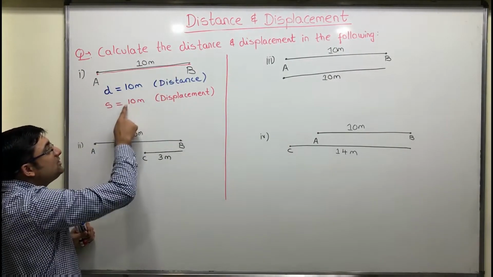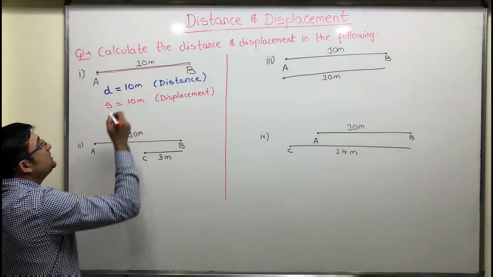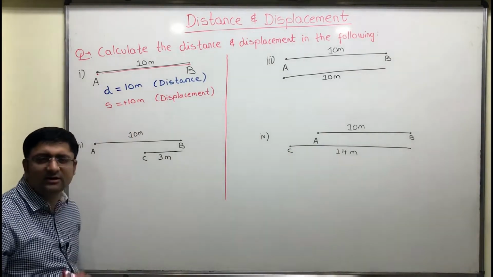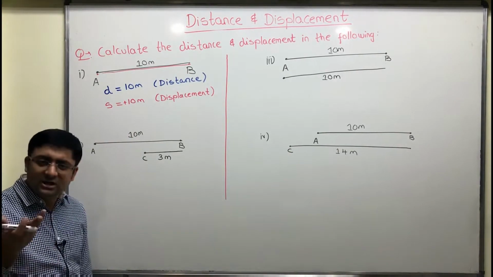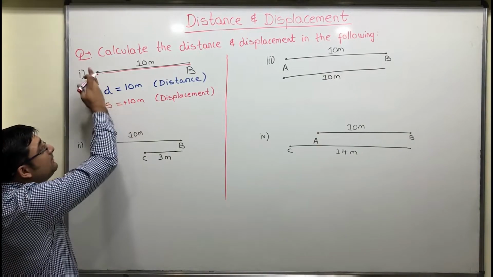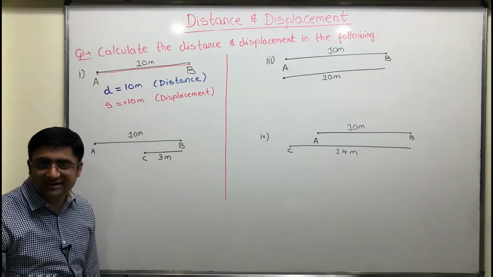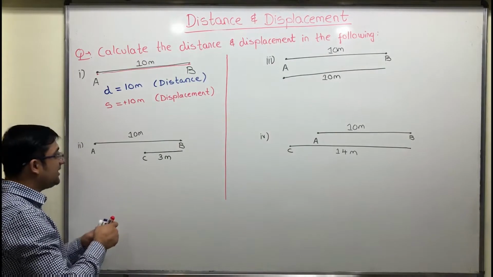So right of A is positive, hence positive 10. So I'll just put a plus 10 meters over here. If no sign is there, it also means plus. But if you want, you can put a plus over here, meaning it is 10 meters to the right of A. Is this clear? Now, moving on to the next question.